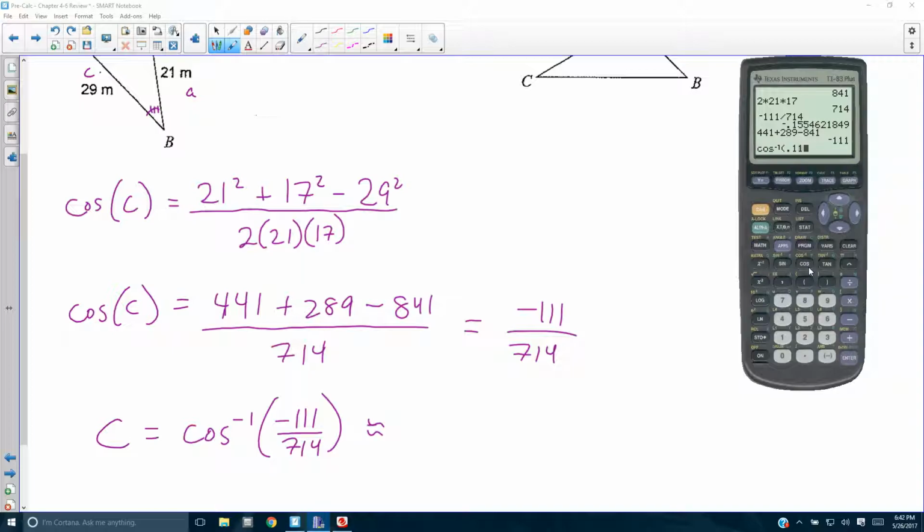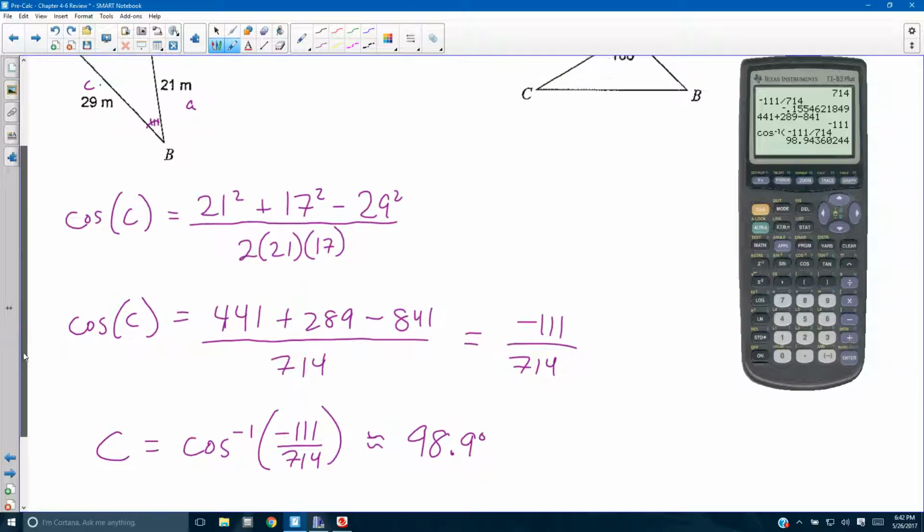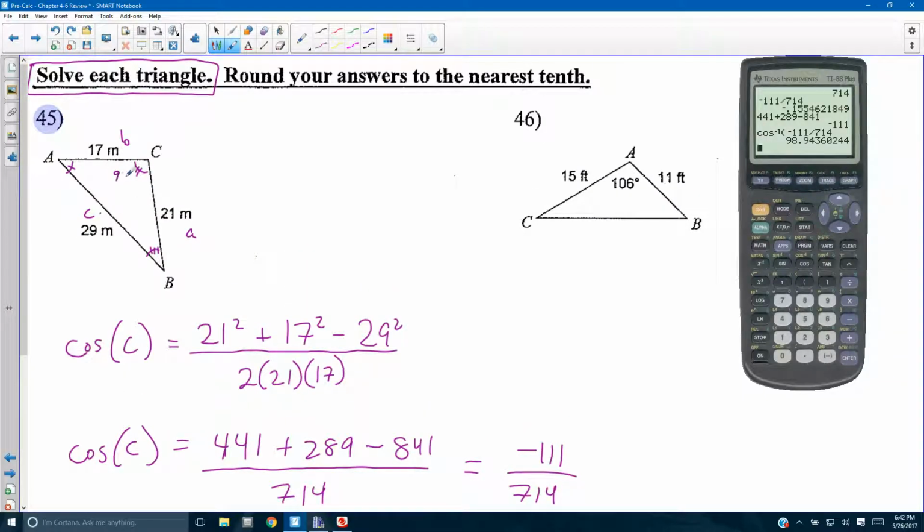And that's not what I was aiming for, but that's exactly why I chose to do this number first, just in case it was obtuse. Because only law of cosines will give me obtuse values such as that one. So 98.9, almost 99 now. It's about 98.9 degrees, and that is obtuse. So this is 98.9 up here.